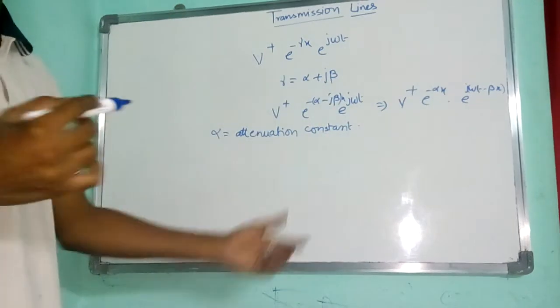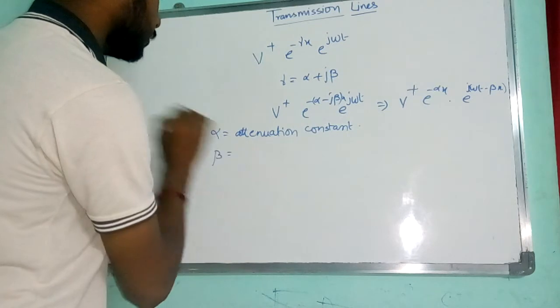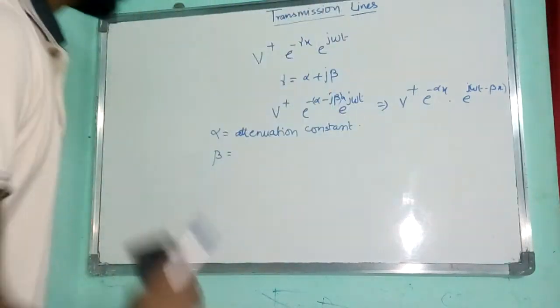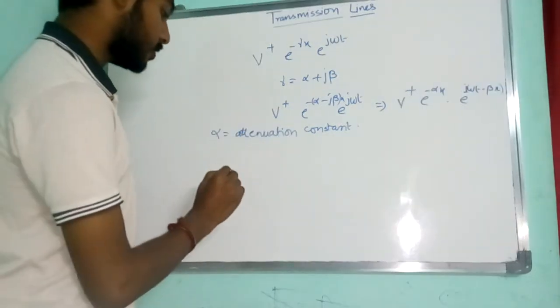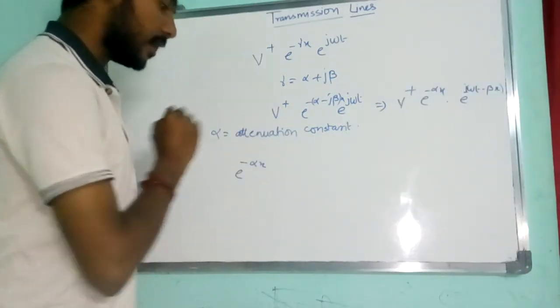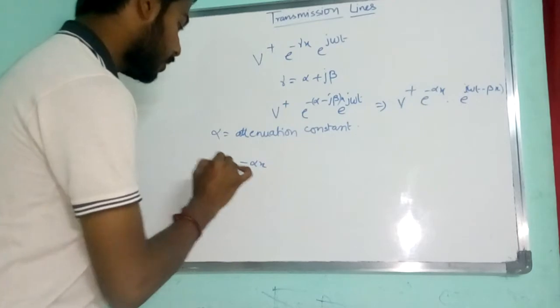Alpha is the attenuation constant, and beta, I'll tell you what beta is. Alpha is the attenuation constant. Why is it called the attenuation constant? Because it appears in e power minus alpha x into V plus, right?